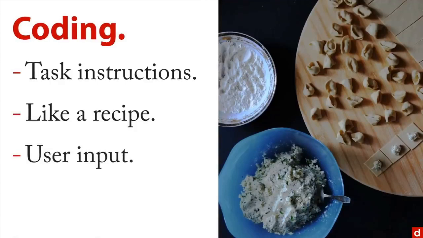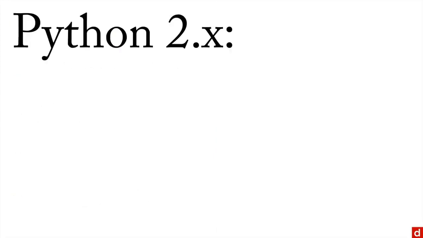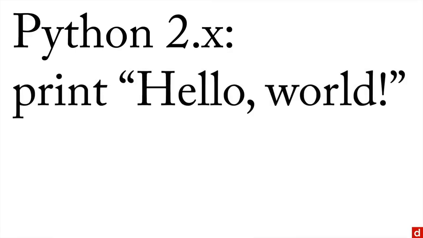You get some sort of user input or other input, and then maybe you have if-then logic and you get output from it. To take an extremely simple example, if you're programming in Python version 2, you write print and then in quotes, hello world, and that will put the words hello world on the screen. So you gave it some instructions and it gave you some output. Very simple programming.